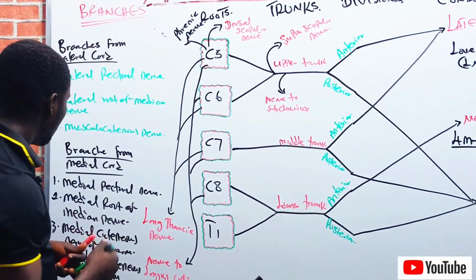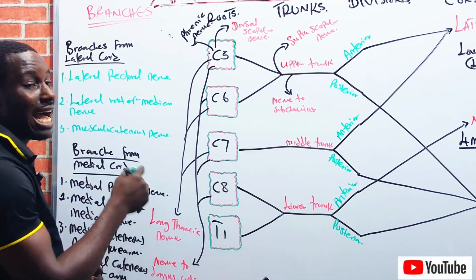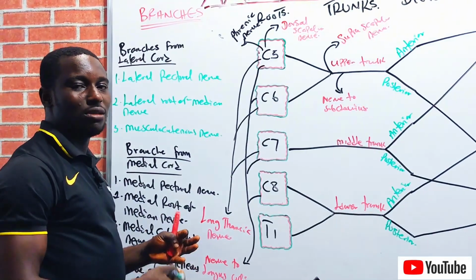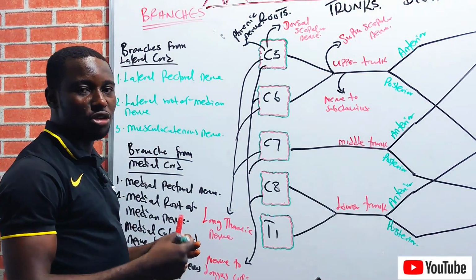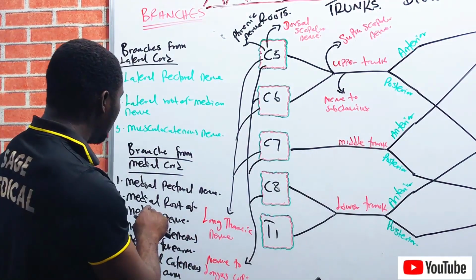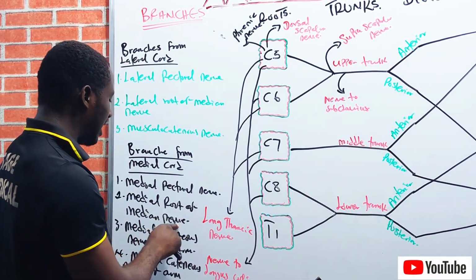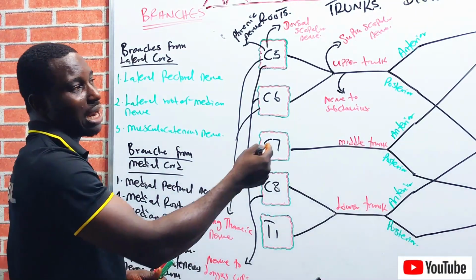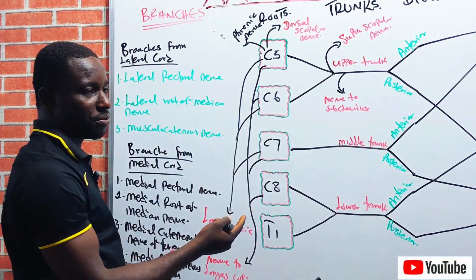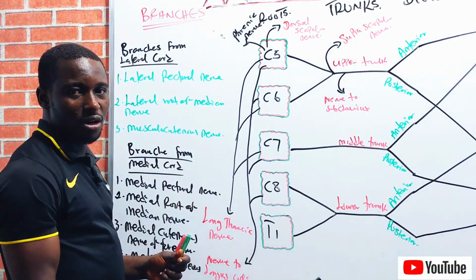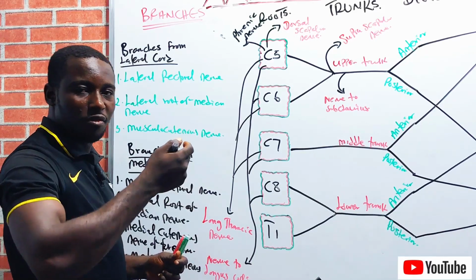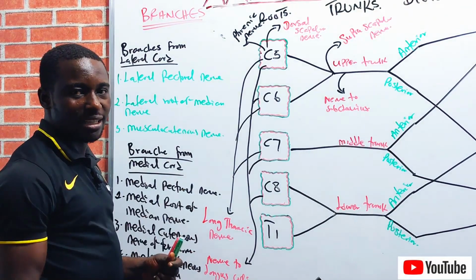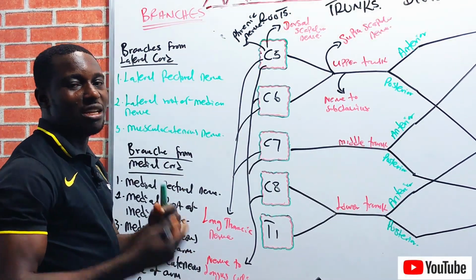The medial pectoral nerve has a communicating branch with the lateral pectoral nerve to supply the pectoralis major muscle and minor muscle as well. The medial root of the median nerve unites with the lateral root of the median nerve, that is the branch arising from the lateral cord, to form the median nerve, which supplies the flexor muscles in the forearm, except the flexor carpi ulnaris, that is innervated by the ulnar nerve, and the muscles of the hand.